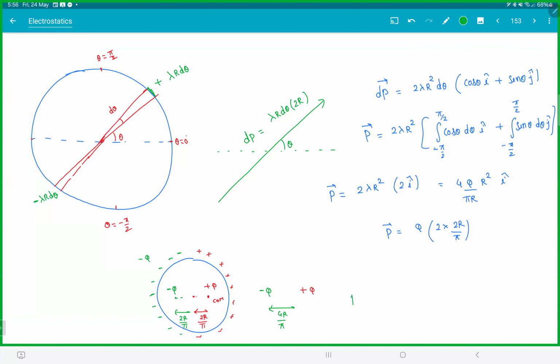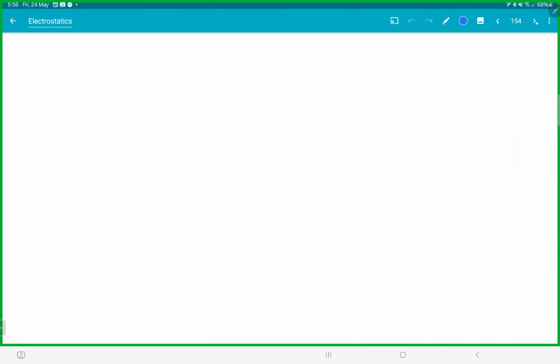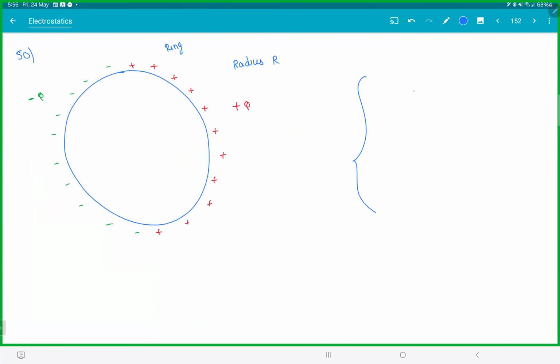Clear? Now again, why does this work? The reason it works is because the dipole moment, p bar, is q into d bar, a power 1 linear function. Isn't it? It looks like a linear function. So the center of mass concept works.